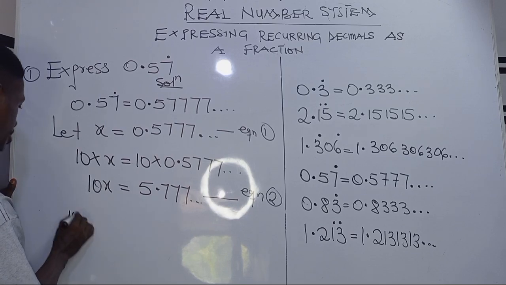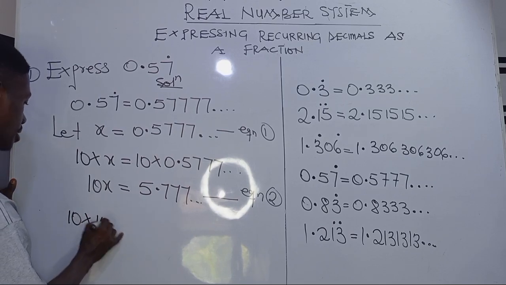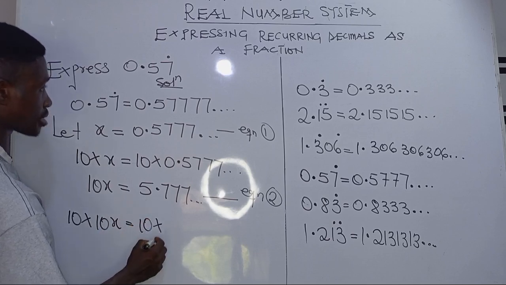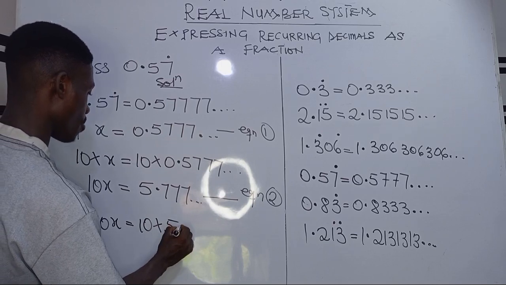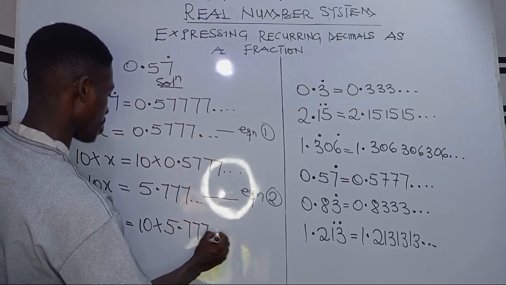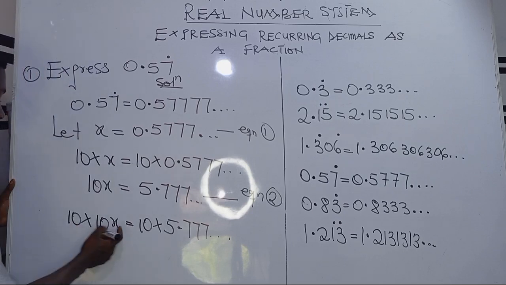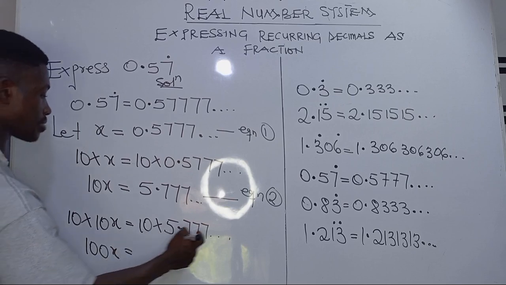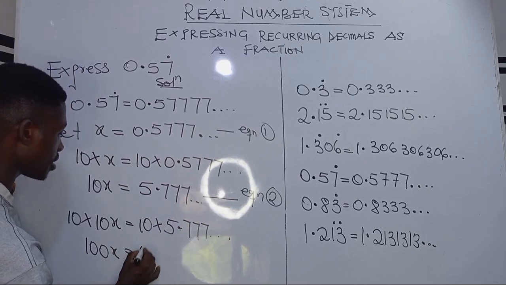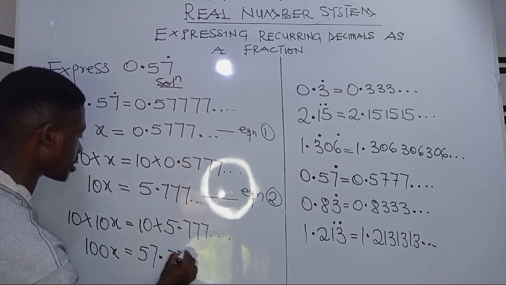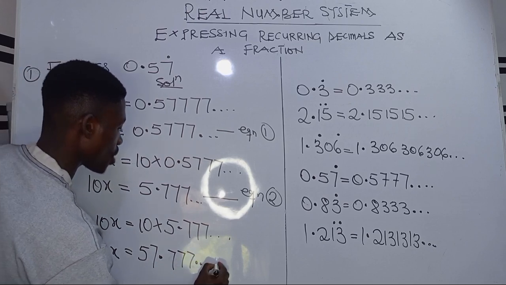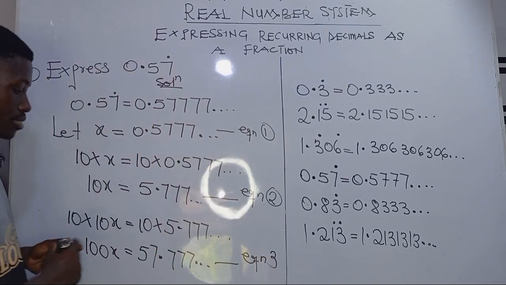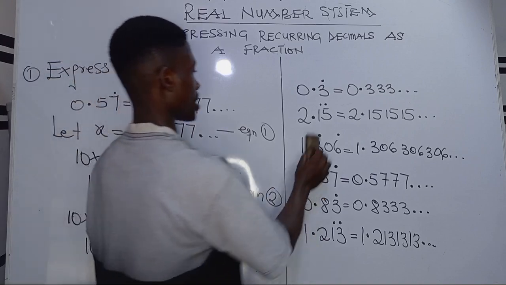So we have 10 times 10x, which gives us 100x. 10 times 5.777 up to infinity will give us 57.777 up to infinity. We call it equation 3. I guess you are following. Let's continue from here.